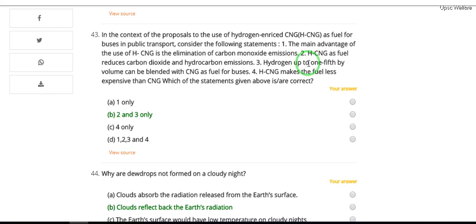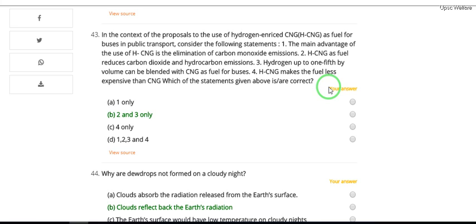And third one is that hydrogen up to one-fifth by volume can, of course, be blended with CNG as the fuel for bus use. So 3 is also correct, but the fourth one makes it a fuel less expensive than CNG based statement.